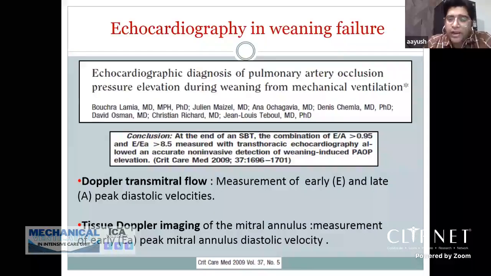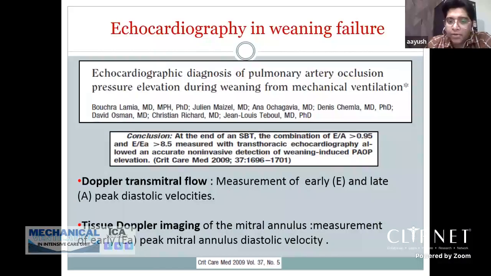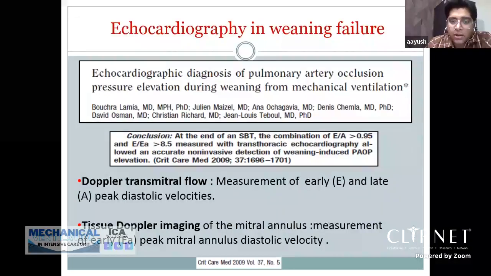Use of echocardiography has increased quite a bit in the last decade or so in the ICU, and it has also been used to diagnose weaning-induced pulmonary dysfunction. They found that at the end of the spontaneous breathing trial, the combination of an E/A ratio of more than 0.95 and an E/E' of more than 8.5 accurately predicted the patients who were predisposed to weaning-induced cardiac dysfunction, manifested in the form of increased pulmonary artery occlusion pressure.